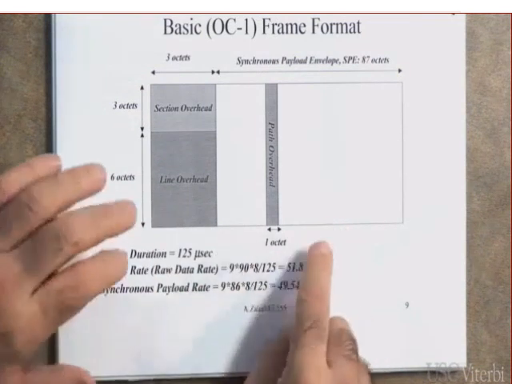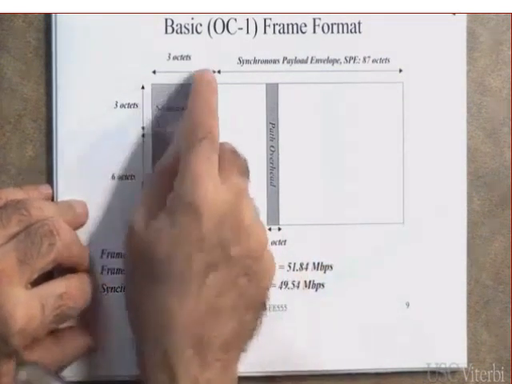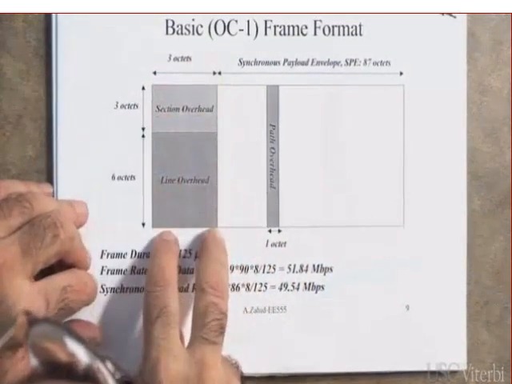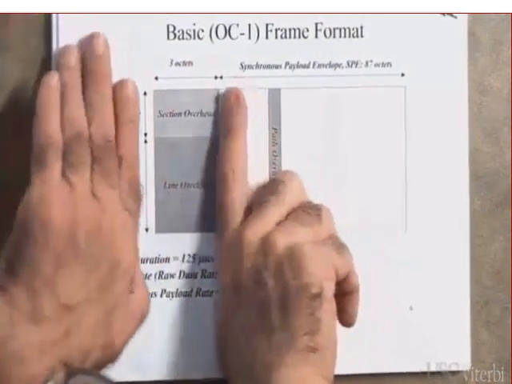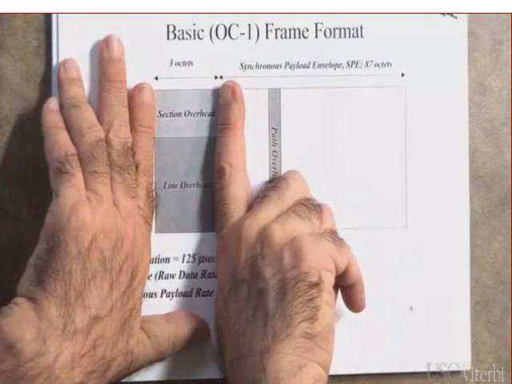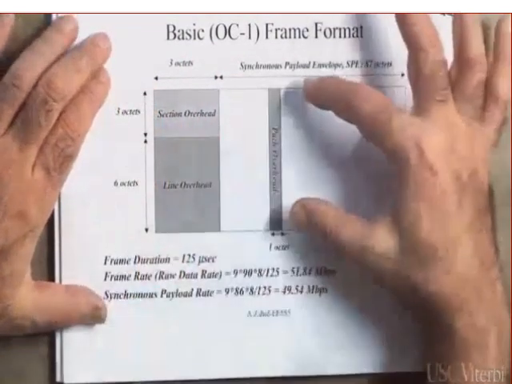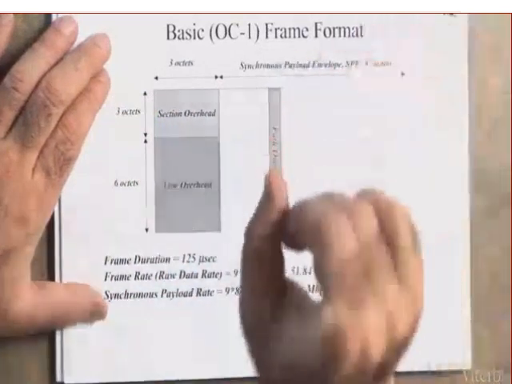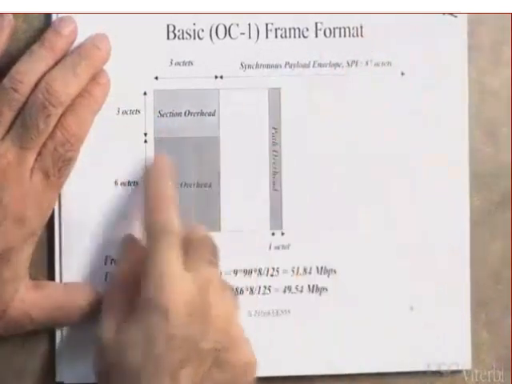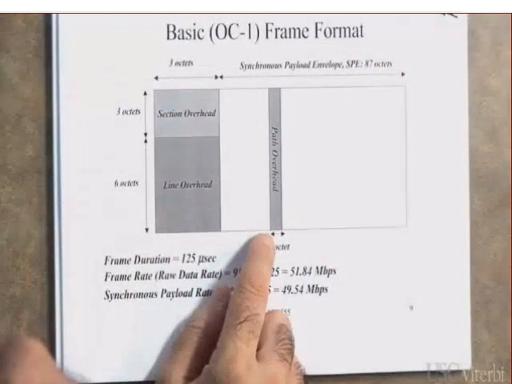Okay. Now, out of this frame, how much is the payload? The header occupies the first 3 columns and 9 rows. And then there is also one more header column. I will show you what this means in just a second.